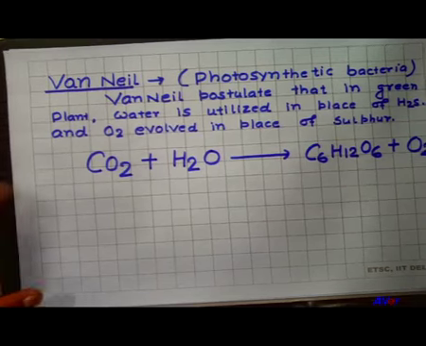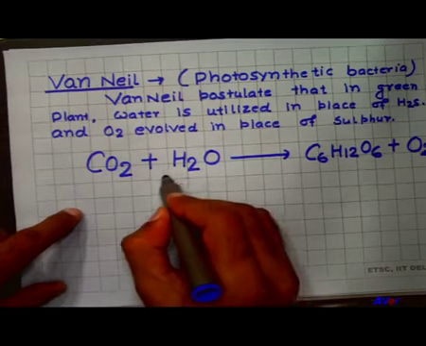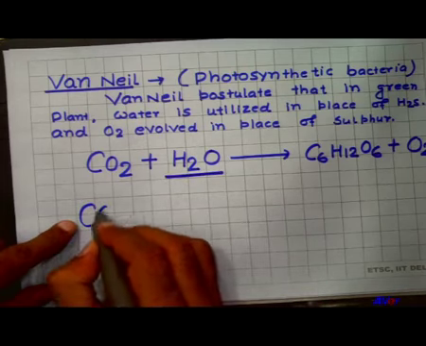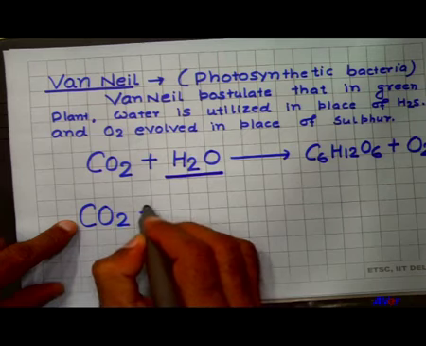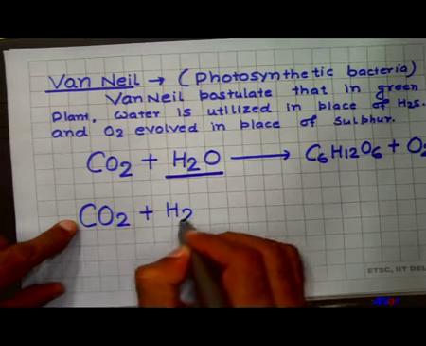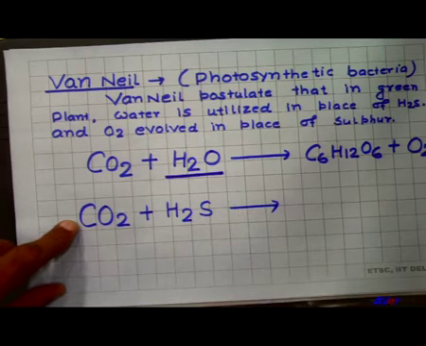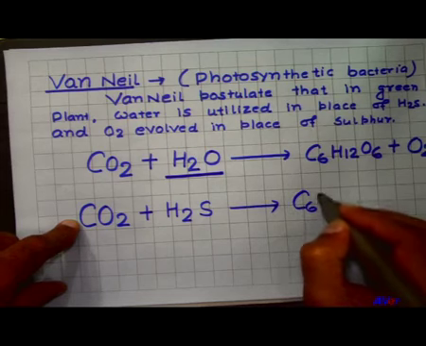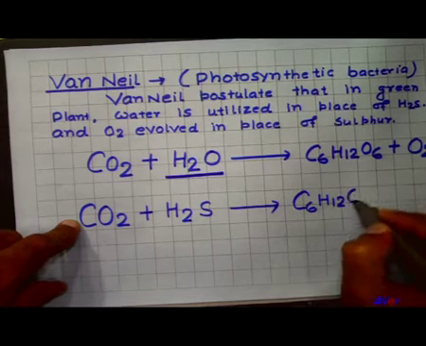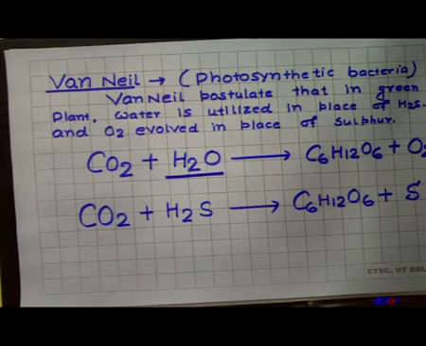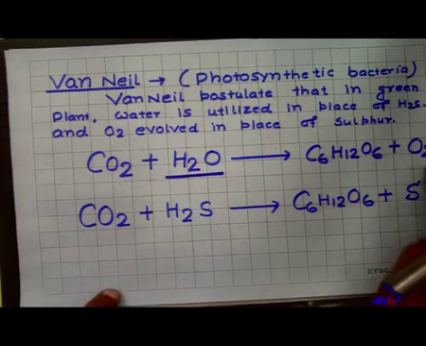Von Nil used hydrogen sulfide instead of water and found that carbohydrate is formed, but instead of oxygen, sulfur is released. Finally, he concluded that during photosynthesis, oxygen is released.